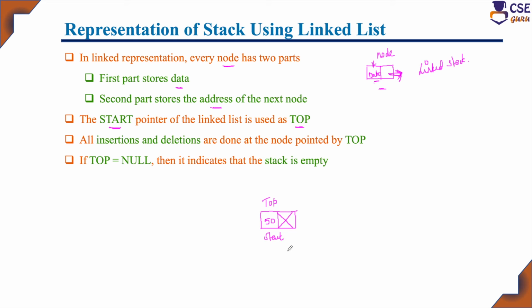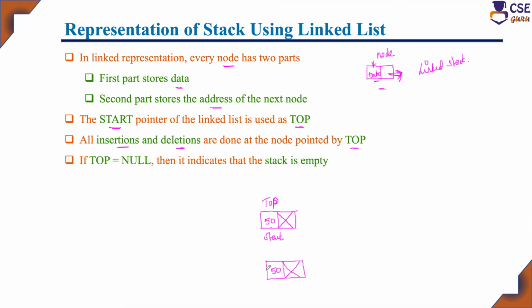Suppose I want to insert two more elements. Only at the top position can you insert. All insertions and deletions are done at the node pointed by top. This is the top position, and this first element will represent the top. So how does the insertion happen? This is the top position, and the first element will be there.